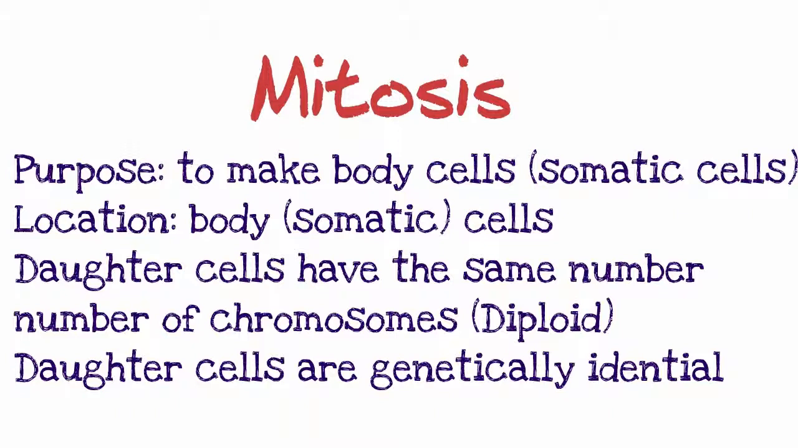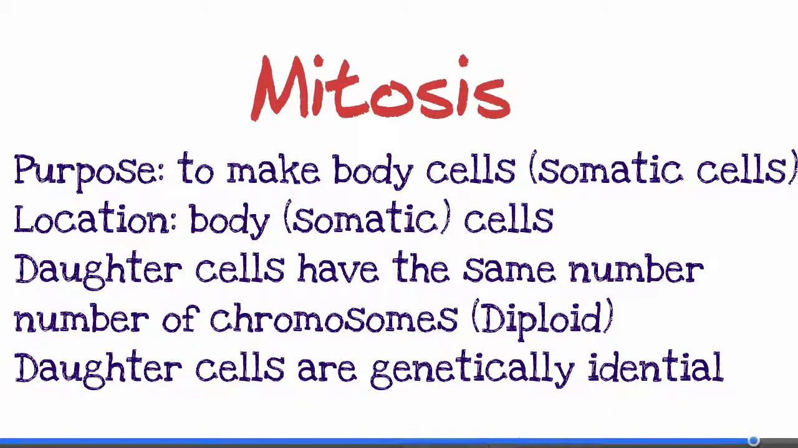Now you need to know the steps in mitosis. You don't need to know the names of each phase, but you need to know the steps in terms of what happens to the chromosomes. But these are the 4 kind of key take-home points. The purpose is to make more body cells. It occurs in our somatic or body cells. We have daughter cells with the same number of chromosomes. They're diploid. They've got 2 of each. And the daughter cells are genetically identical.